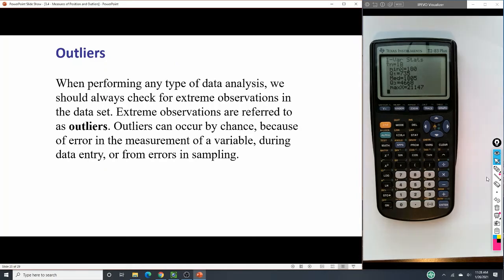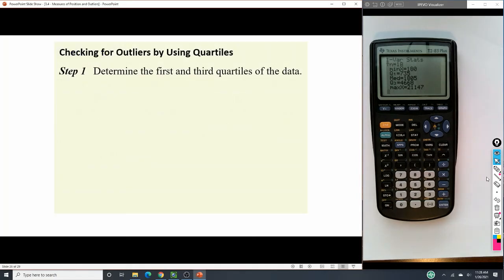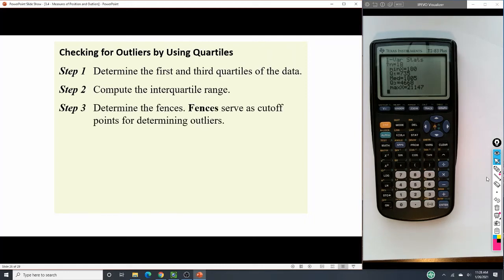Okay. So extreme observations there on those, okay? So first thing we would do is find our first and third quartiles, okay? Compute our range. And then we're going to look at what we call fences. And these are our cutoff points. Anything outside our fences would be considered an outlier, okay? Now to find our fence, we have these formulas. Again, you're going to have to know these formulas.